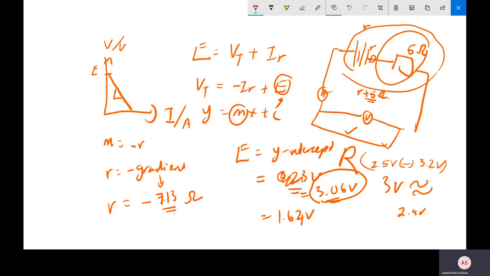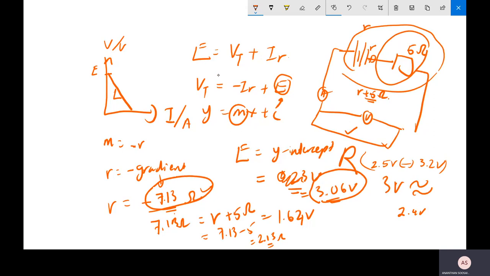So then the third, they're asking what is the actual internal resistance? Let's say here you got negative 7.13, means the 7.13 ohm is equals to what? Actual internal resistance plus 5 ohm. Because we place a 5 ohm here. So your actual internal resistance is 7.13 minus 5 ohm. 2.13 ohm is your internal resistance for this case, for this data.